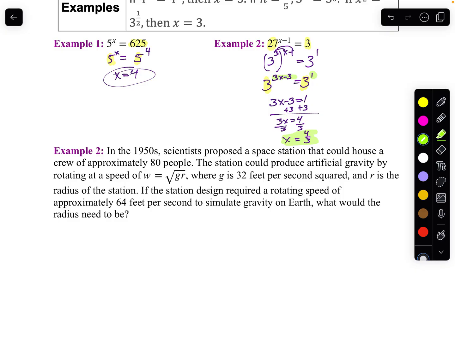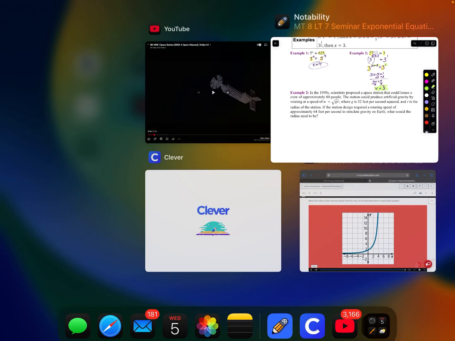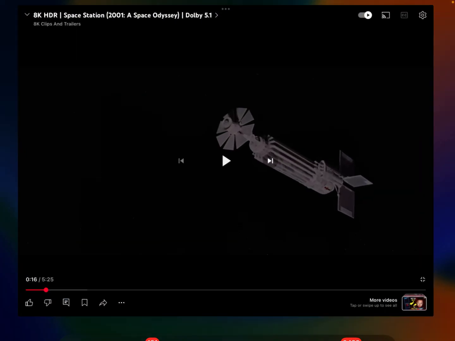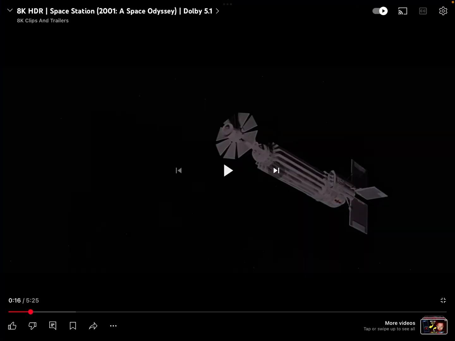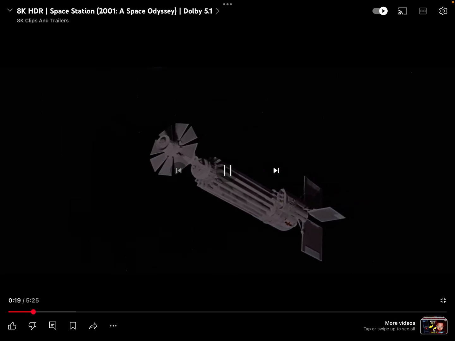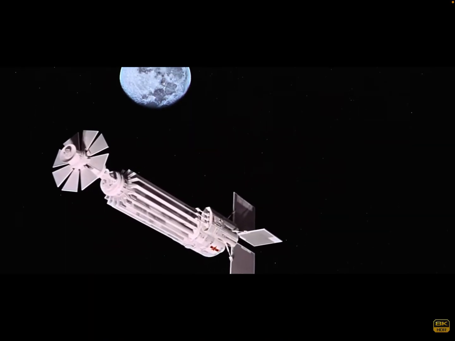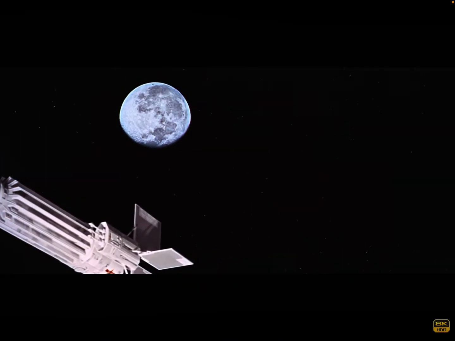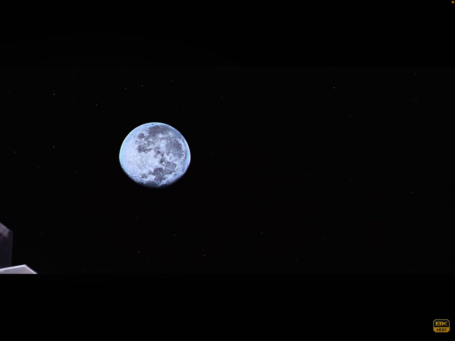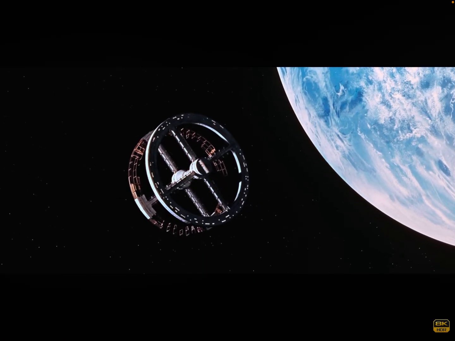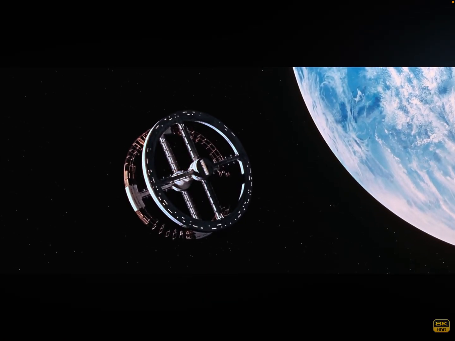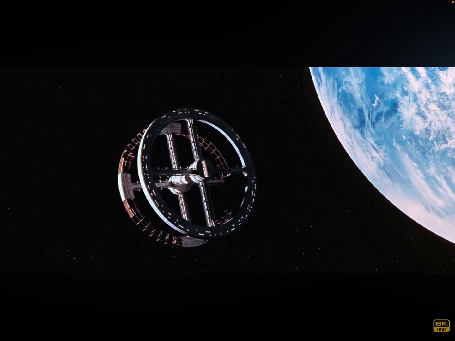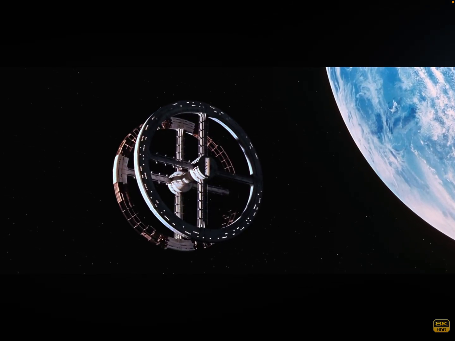Now, this is not just science fiction. Well, it is science fiction. But if we take a look at this clip from 2001: A Space Odyssey, you can kind of see what's going on here. There's the space station and it's rotating, so it's producing artificial gravity so people won't float around.